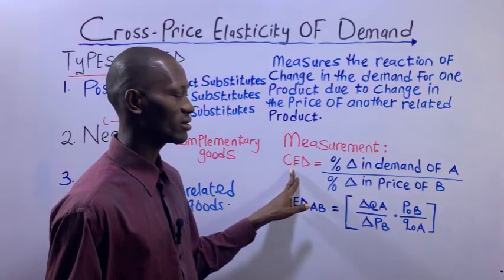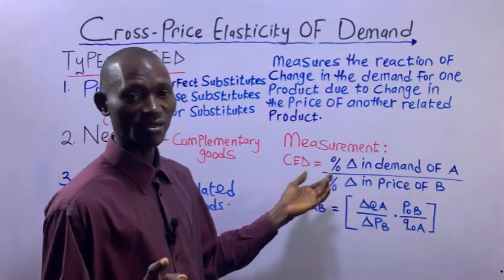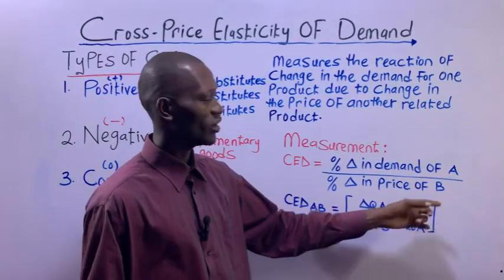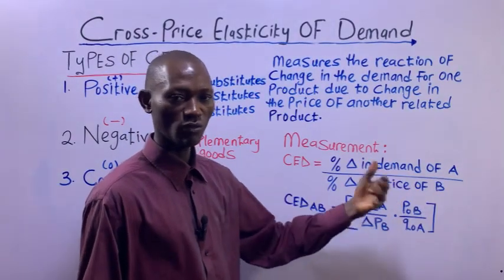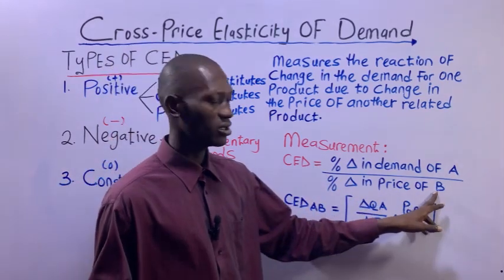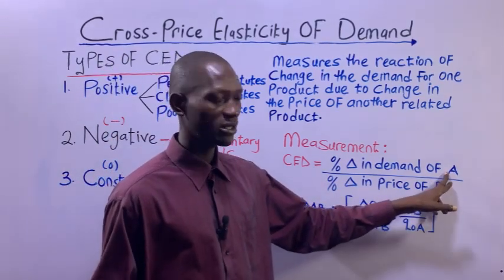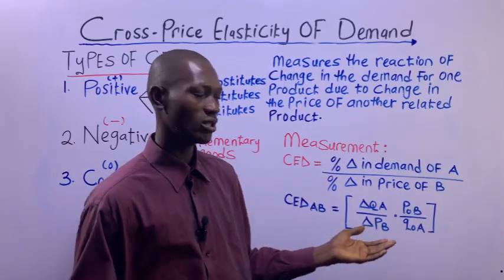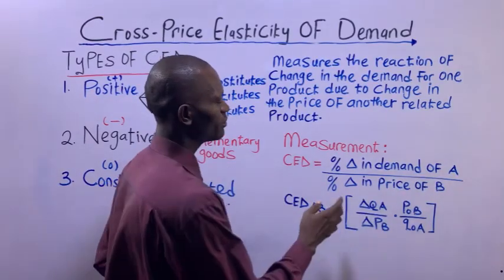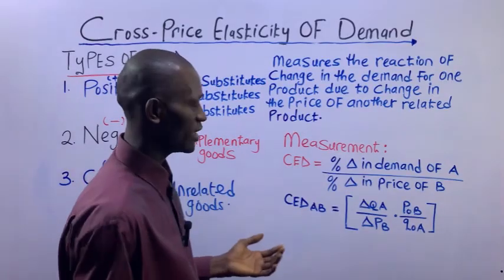So to measure it, the assumption here is that change in the price of B will affect the demand for commodity A. You could have change in the price of iPhone affect the demand for Samsung, but we're just using letters here. That's B and A. So it is measured as cross price elasticity of demand.